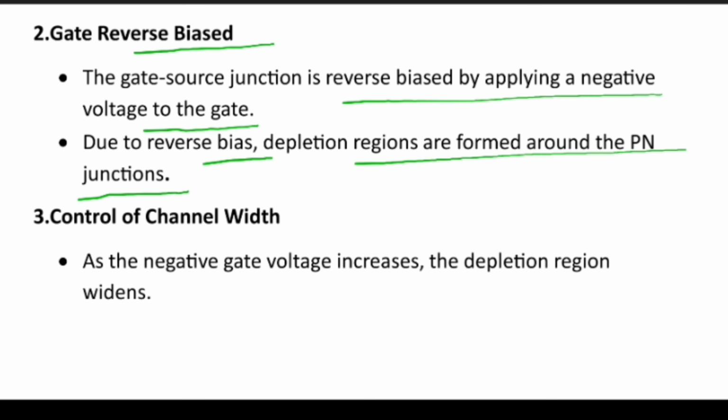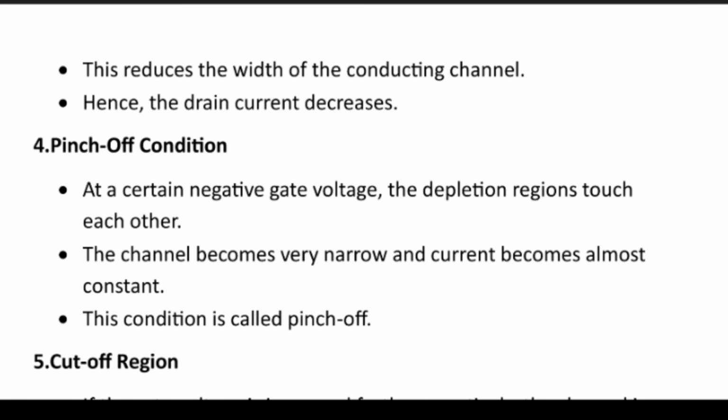Next, controlling the channel width: how are you going to control it? As the negative gate voltage increases, the depletion layer widens. Based on this, the width of the conducting channel is reduced, and the drain current decreases.